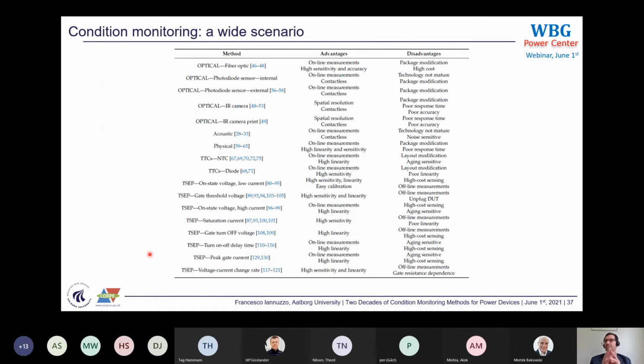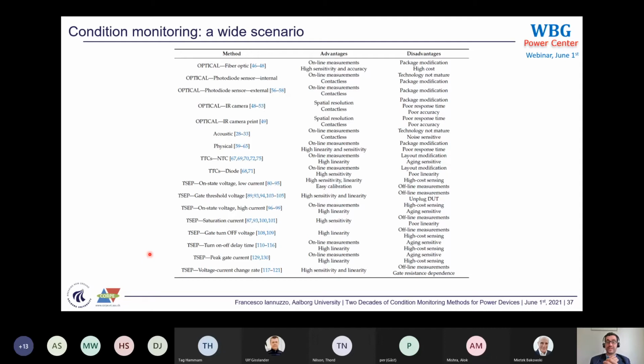So here you can find a recap of the most popular, I would say, methods for condition monitoring, and definitely there is not a single one. I wouldn't say there is a standard condition monitoring method. Actually, there are many, and all of them with pros and cons. I'm not quite sure which one will prevail in the coming future, but definitely I would say is a key message.